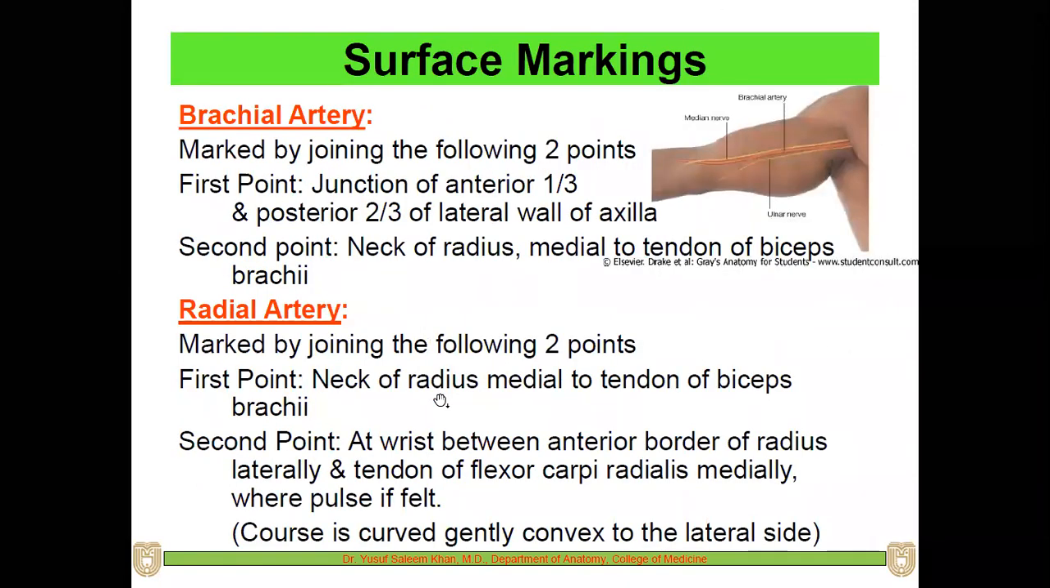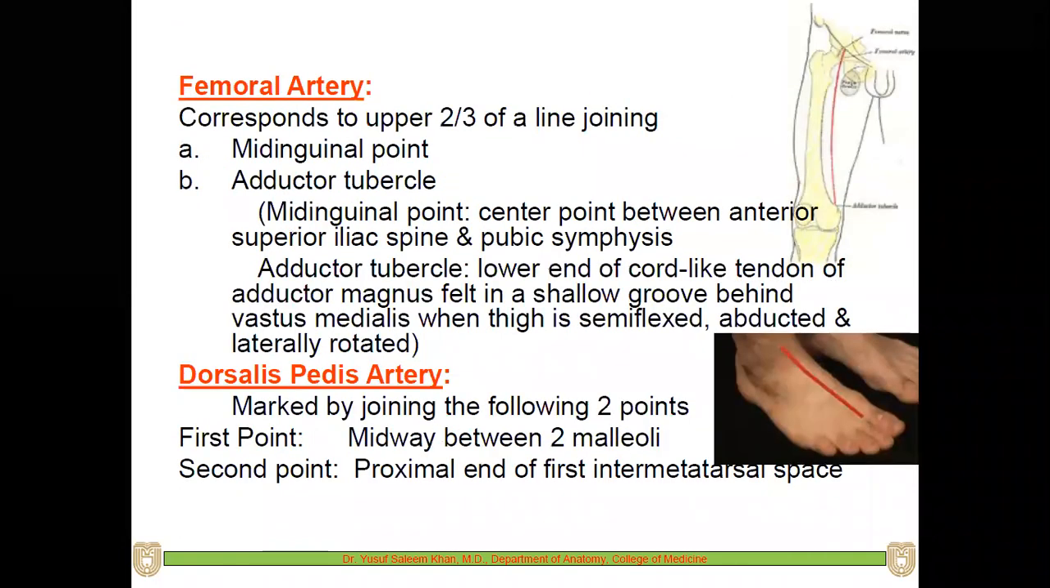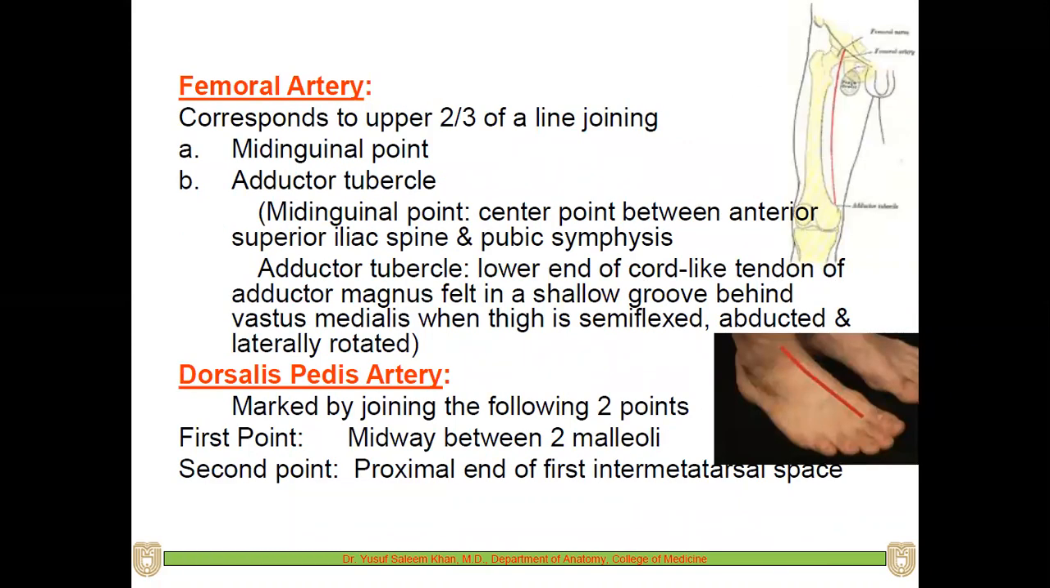Now coming to the surface marking. We have already covered the brachial artery and the radial artery in the upper limb. So now we have to go for the femoral artery. We'll go to the femoral artery and dorsalis pedis artery. On the foot, here will be the dorsalis pedis artery, which is nothing but the continuation of the anterior tibial artery.